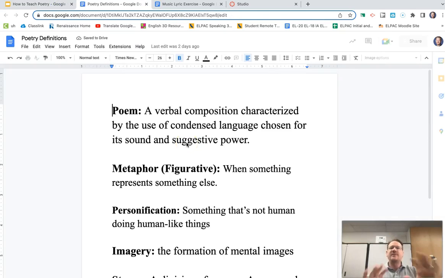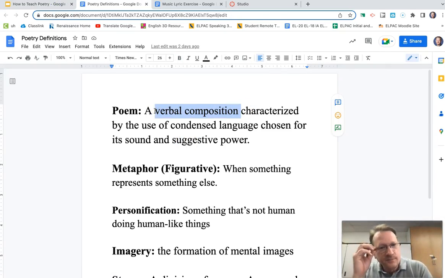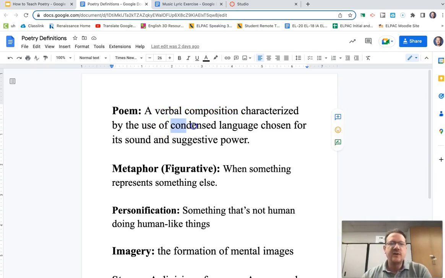So I'll say, some of you don't believe me, so let's look at this. Now look at the definition of a poem. A poem, a verbal composition, right? A song, characterized by its use of condensed language. In a song, you have about 1.5 minutes worth of lyrics because the chorus is repeated multiple times. And so a songwriter has to tell an entire story using very few words, condensed language. And the words that are used are chosen for their sound and suggestive power.